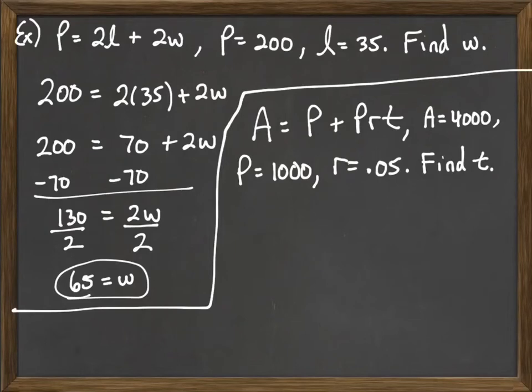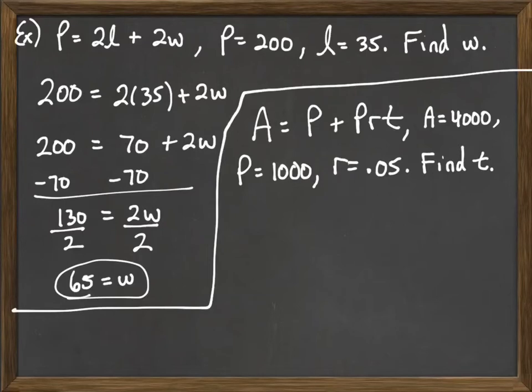Here we have the variables A, P, R, and T. So here we're told values for A, P, and R. A is 4,000, P is 1,000, R is 0.05, and our goal is to find the one variable that we don't know, which is T.